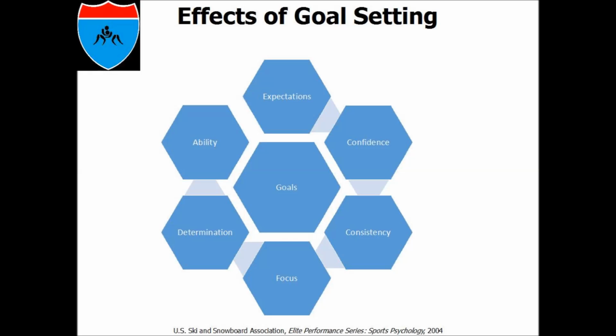Your confidence is going to go up. You're going to continue to do the same things over again. You're going to have increased focus. You will be more determined because of your focus, and then of course that's going to increase your ability. If we fall short of our goals, I think this circle of success is still apparent.